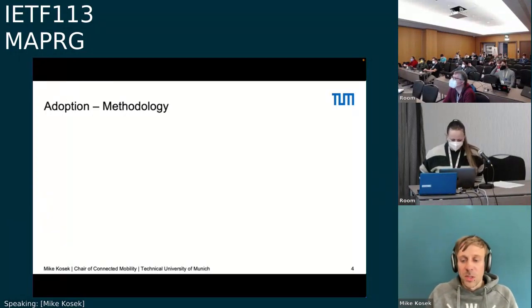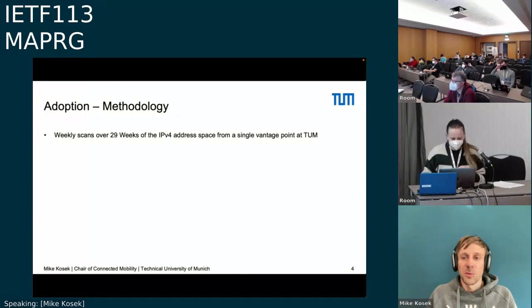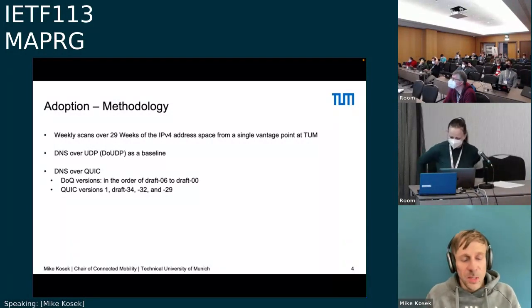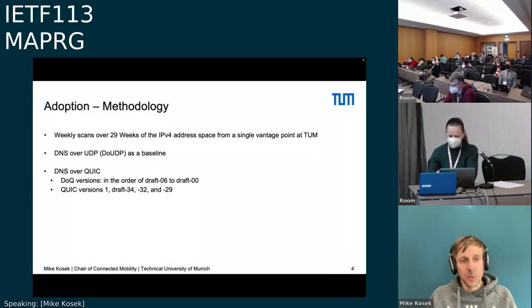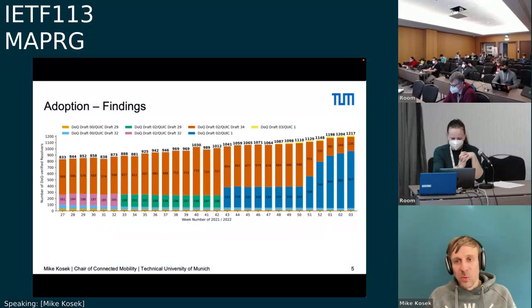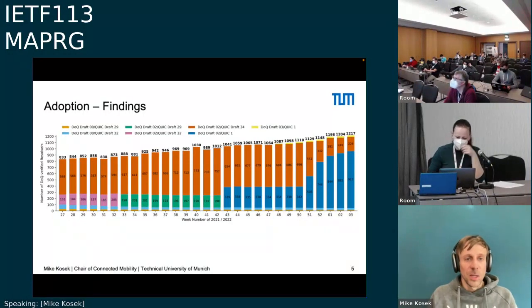Starting with the adoption, we performed weekly scans over 29 weeks of the IPv4 address space, and we also scanned for DNS over UDP to have this as a baseline. As for DNS over QUIC, we support the DNS over QUIC versions draft 06 to draft 00. For QUIC, we have support for the RC version and the 3 different draft versions, which are stated here. In our adoption scans, we collected different metrics: first of all, the negotiated DNS over QUIC as well as QUIC versions, and the common names of the certificates. This is a distribution where we have highlighted in different colors different combinations of DNS over QUIC as well as QUIC versions. Let me guide you through this figure.